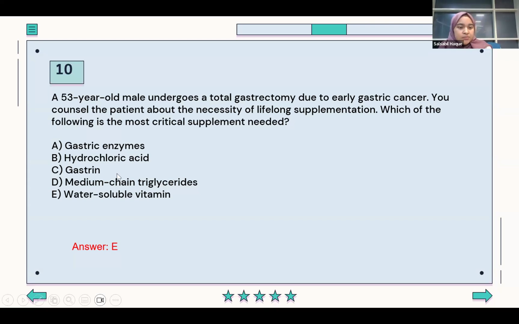Medium chain triglycerides, no need because they're directly absorbed. Gastrin, you don't need it because gastrin acts on the stomach, and if there is no stomach, you don't need gastrin. Hydrochloric acid, again, it is supposed to act on the stomach. If you don't have the stomach, you don't really need it. However, hydrochloric acid also aids absorption of iron, so you might need to supplement iron, but not necessarily hydrochloric acid. And gastric enzymes, you could give them, but the thing is, pancreatic enzymes are much more potent, and they can compensate for the lost gastric enzymes.